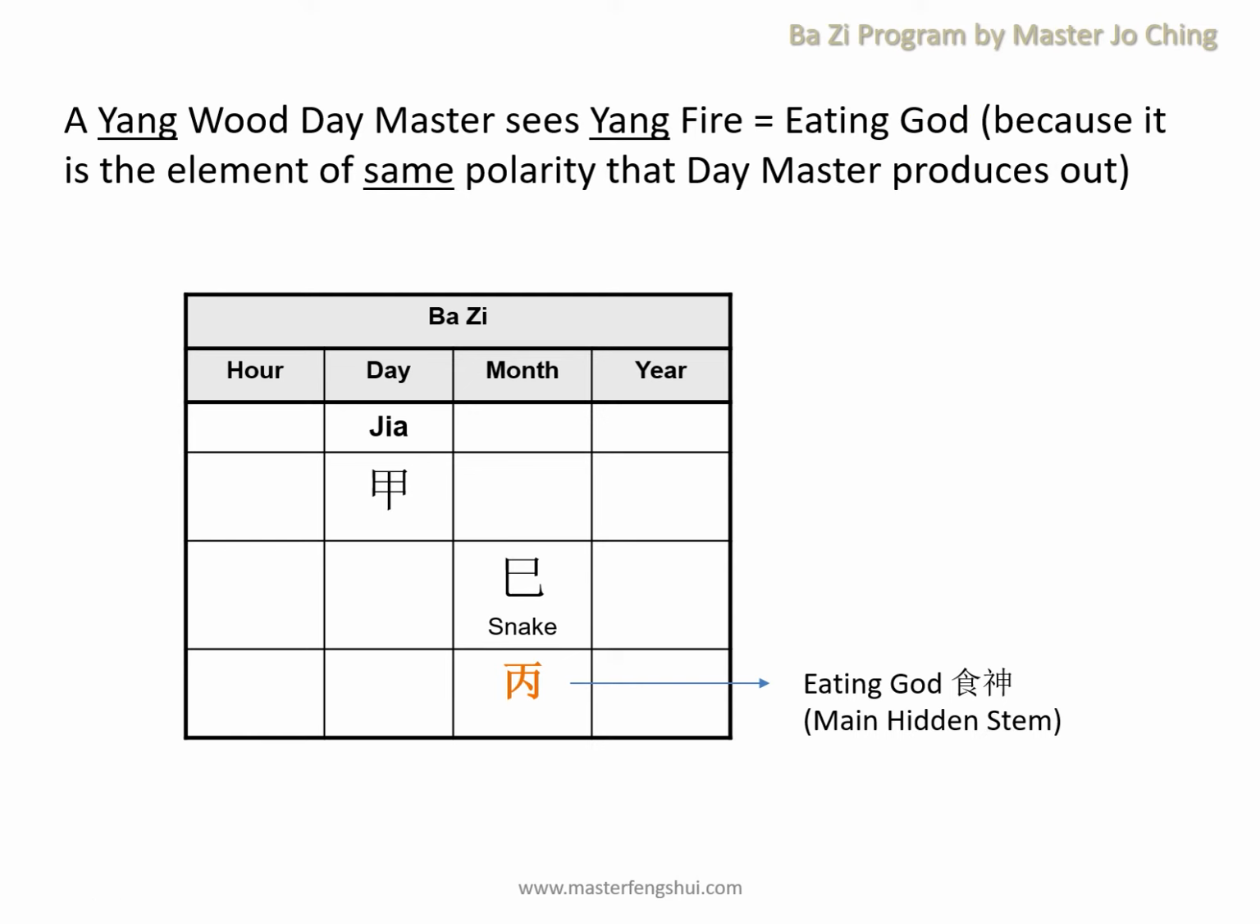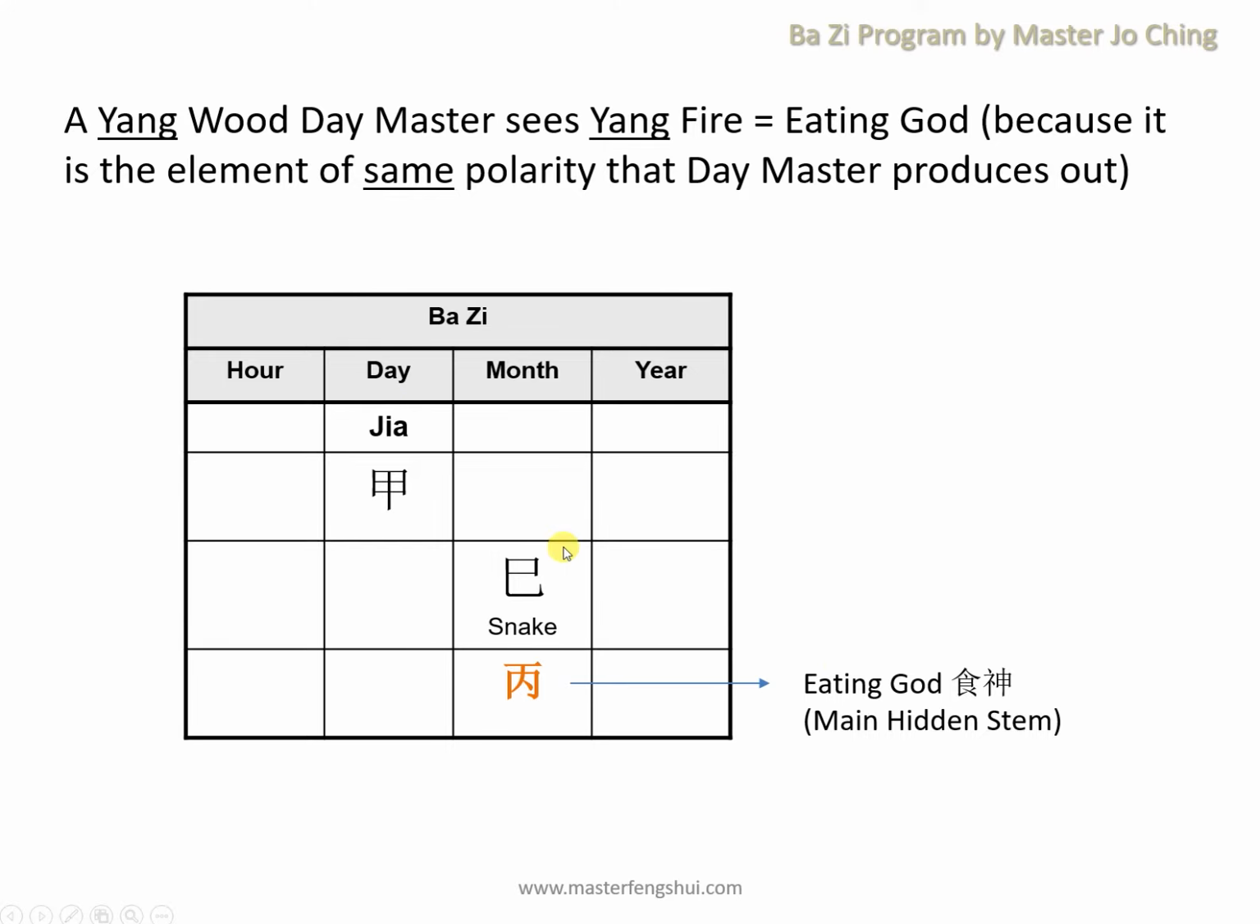First of all, because it is the element of same polarity that the day master produces out. Whatever the day master produces out is like the baby. Baby means output element. And there are 2 types of output element in terms of yin and yang. So one is eating god. The other one is called hurting officer, to borrow the market term. In this case, yang and yang produce eating god. Yang and yin, different polarity, produce hurting officer.